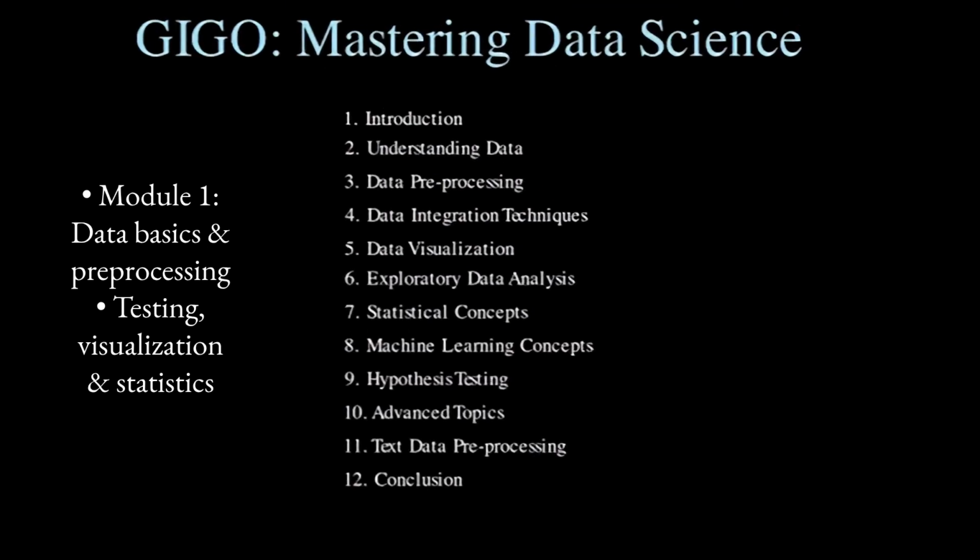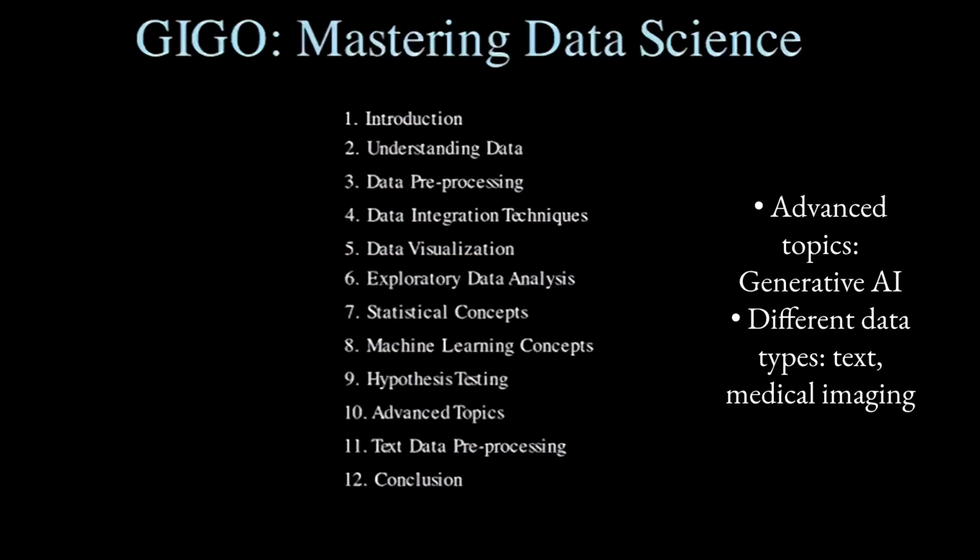This is going to be a quick intro to what we're going to be covering in Module 1, which is the basics of when we have a data set, what do we do? How do we know it's good? What tests do we run? What pre-processing do we do? What kind of visualization do we do? What kind of EDA do we do? Knowing some basic statistics so you know whether you have enough data or not, whether something's significant, what a hypothesis test is. The advanced topics will get into generative AI and how that can affect all this process, and other kinds of data types like text and medical imaging and things like that.